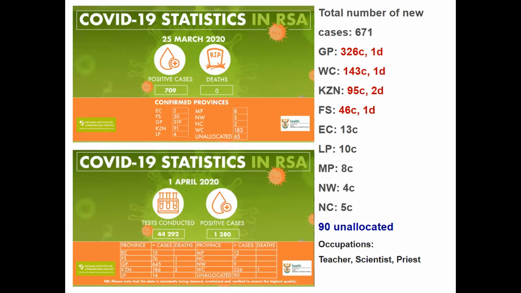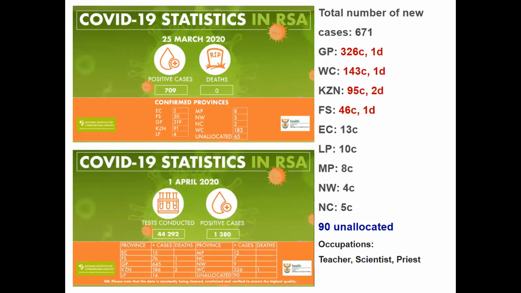Gauteng is the province that has the highest number of cases. 326 cases was an increase from the previous week, and that number is significant because the increase in the number of cases in Gauteng is equivalent to the number of cases reported in the Western Cape. We see that there was an increase from last week till yesterday in the Western Cape of 143 cases. KZN showed an increase of 95 cases. Free State, 46 cases. And those 4 provinces reported deaths.